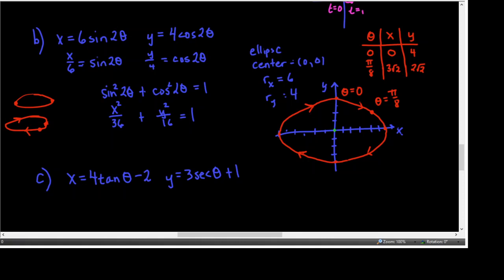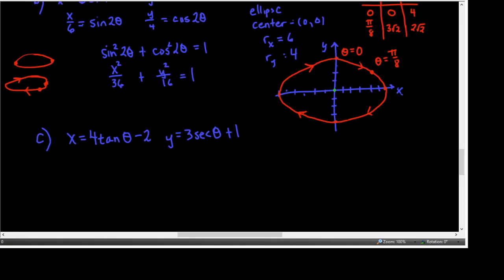Remember, when there's trig functions in there, you solve for the trig function. Then see if you can think of an identity that relates tangent of theta to secant of theta, and substitute into that to get your rectangular equation. So I would like for you to pause and do that, and then come back when you're done. Okay, hopefully you got this one right. We shall see as we go through it.